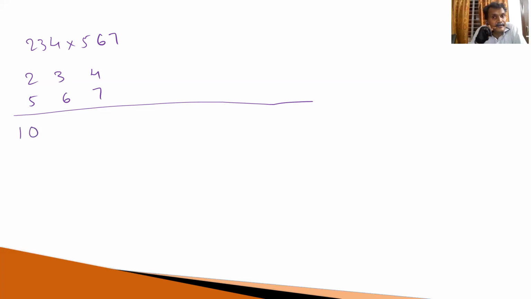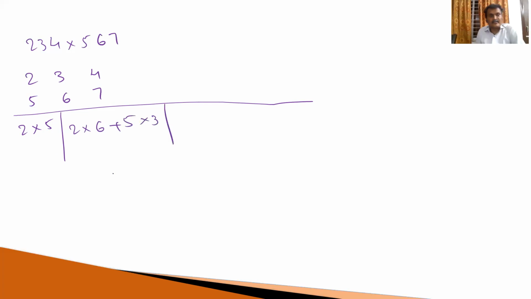What is the next step? Thousands digit. How will you get the 1,000 digit? 100 digit into tens digit. So 2 into 3, that is equal to 6. First I want to write down step by step. First 2 into 5. Next, 1,000 digit. How do you get? 100 into tens. So 2 into 6 plus 5 into 3. So 10,000 over, 1,000 over.